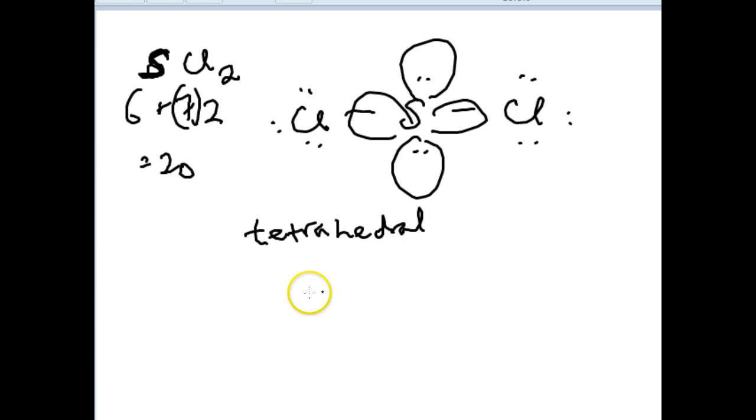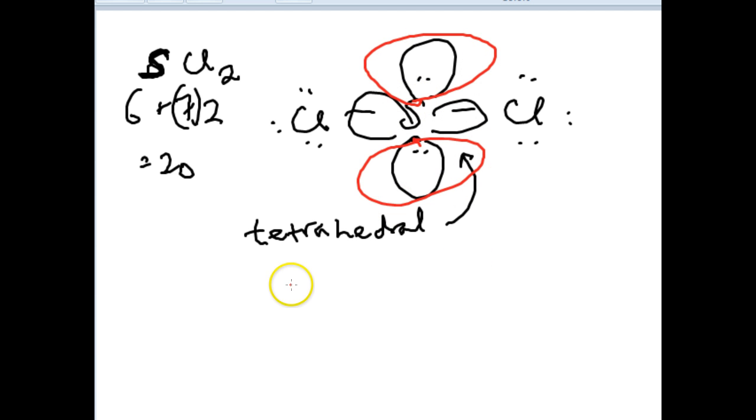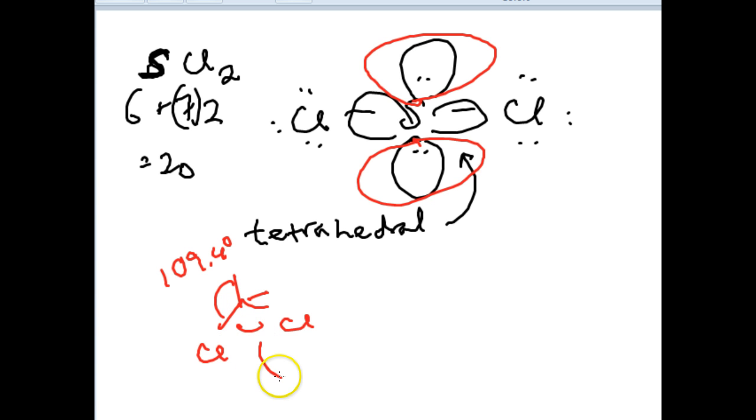It's tetrahedral. So that's the overall geometry. But you know that the lone pairs take up more space. Take up a lot of space, okay? So ordinarily, a tetrahedron has the 109.4 degree angle. But here, these 2 lone pairs are going to be squeezing the Cls together. So if there's a Cl here and a Cl here, the bond angle is going to be something like 105 degrees, something less than 107.